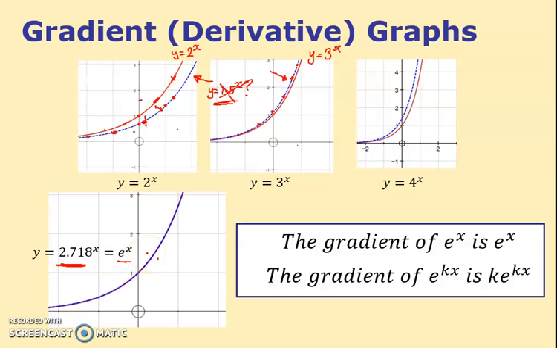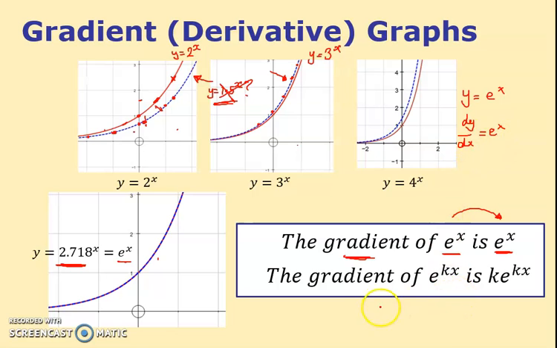Now notice this tells us something. It tells us that the gradient of an e to the x graph is e to the x. That's the special thing about this. If I find the gradient of this, now notice something, y equals e to the x. That tells me that dy by dx is going to equal e to the x. And I can go a little bit further.